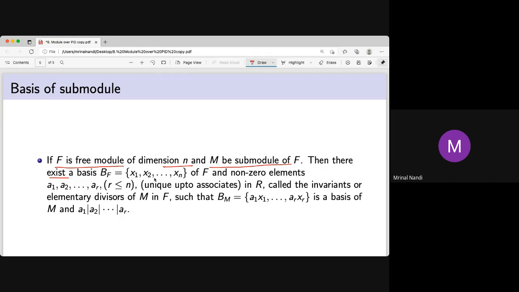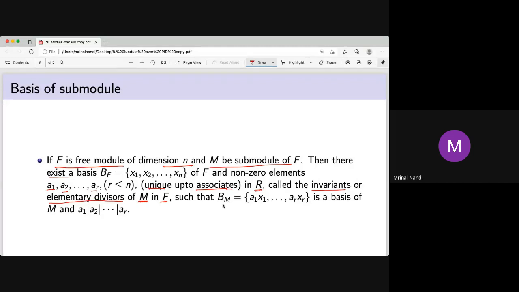But that x1, x2 may not generate M. Like, say, Z is a free module and 2Z is a submodule, but 1 is not the generator of 2Z. So 2 is the basis; it is actually a multiple of 1. So that means there are some elements a1, a2, ..., ar of the ring R, the PID, which are called the invariant factors or elementary divisors. This is unique, unique in some sense. I'm going to say in what sense it is unique: up to associates. What is the meaning of unique up to associates? These are called the invariant or elementary divisors of M in F in that module.